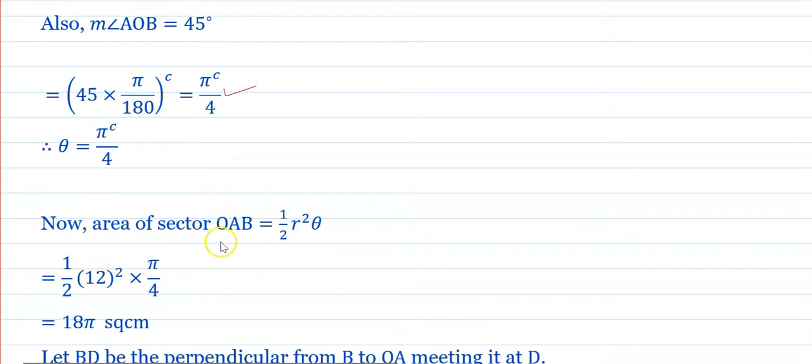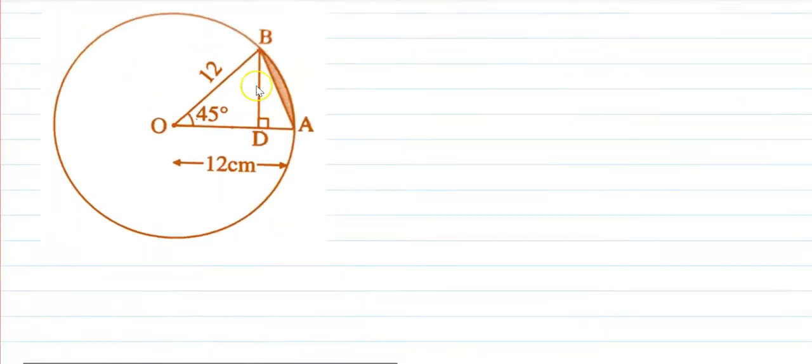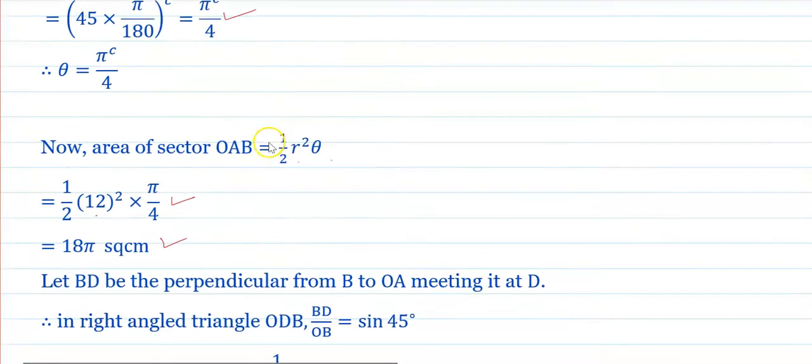Now the area of the sector OAB is equal to 1 upon 2 r square into theta. That is 1 upon 2, 12 square into pi by 4, and hence if we simplify it, then you will get 18 pi square centimeter. What is this? This is the area of the sector. Now to find out the area of the triangle.